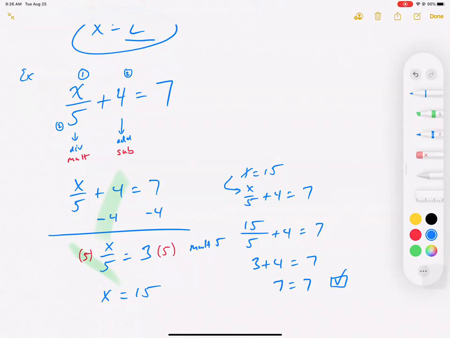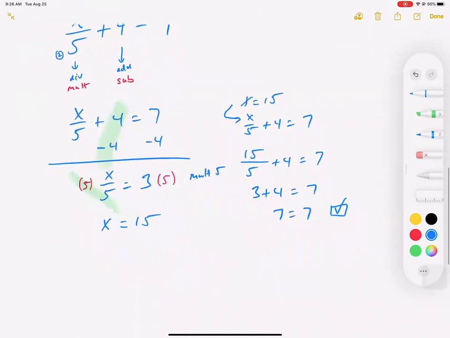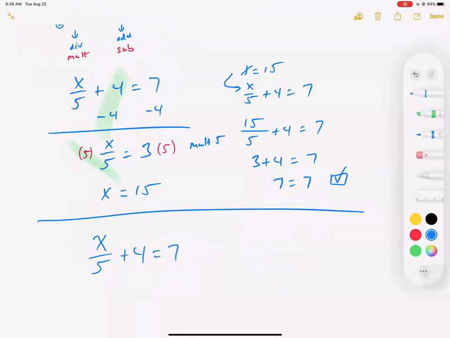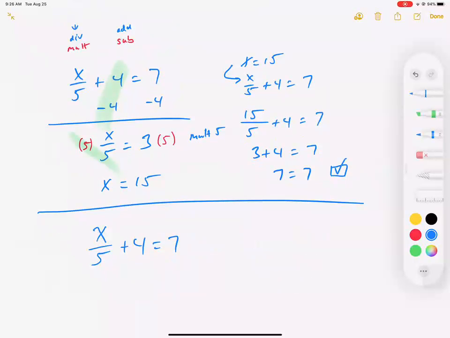Now, I'll talk about why we shouldn't have gotten rid of the 5 first. It's actually not wrong, but a lot of kids make a simple mistake by getting rid of the 5 first. So if I multiply both sides by 5, let me ask you, am I multiplying just the front or everybody by 5? Let me rewrite that with a different color. If I multiply the right side and left side by 5, am I multiplying just the front, or am I multiplying everybody?